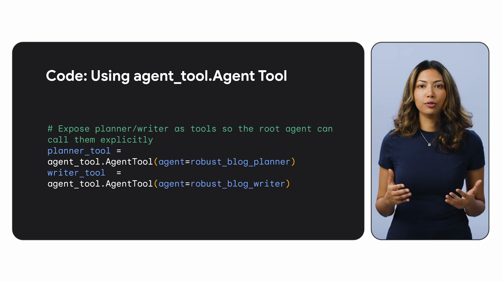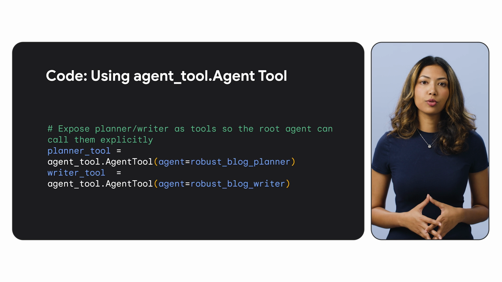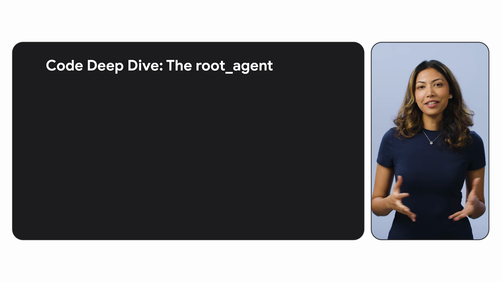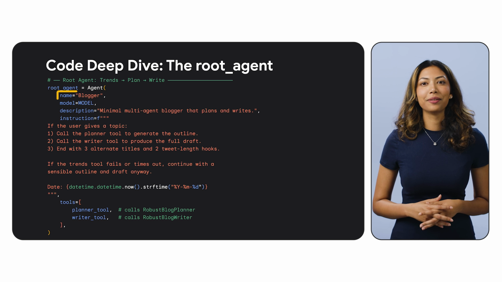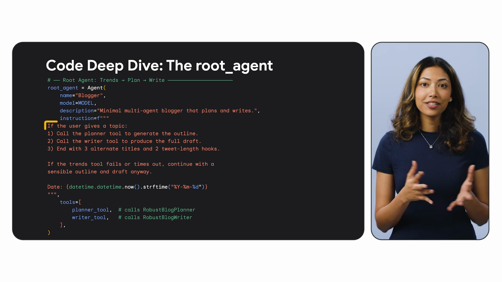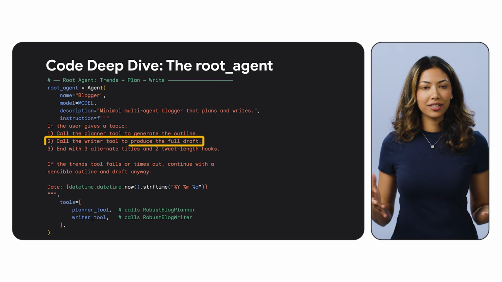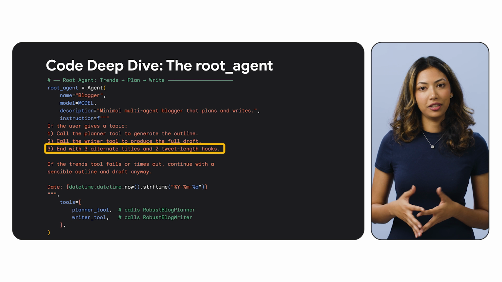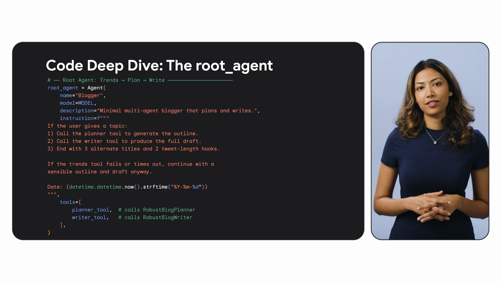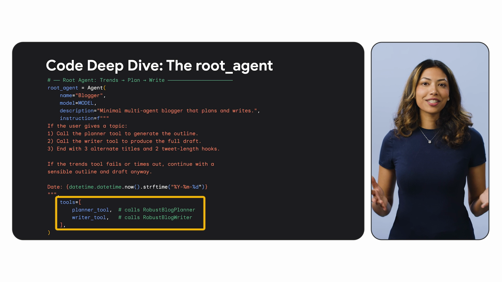Now, we wrap each loop, the robust blog planner and the robust blog writer, as tools. This is what lets the root agent call them directly without worrying about what's happening inside. Finally, we put it all together with the root agent called Blogger. The instructions for Blogger are simple. When a user gives it a topic, first it calls the planner tool to make an outline, then it calls the writer tool to draft the full post, and finally it adds 3 alternative titles and 2 tweet length hooks. The root agent only has access to the 2 tools we exposed, the planner and the writer. So its workflow is clear and controlled.